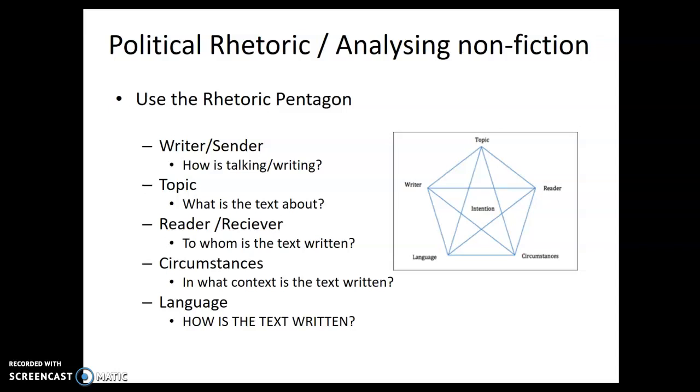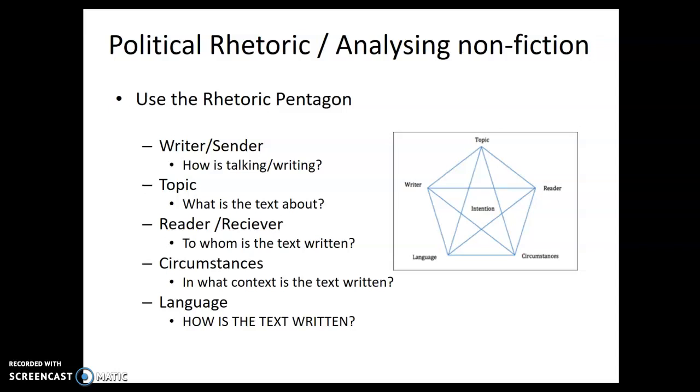Of course, it's important to bear in mind when talking about writer and reader that it is a bit different here because it's a speech given, so the intention is not for the reader to read the speech but to hear it. But it is the same terms that we use. So the person giving the speech is the writer, and the person listening to the speech is the reader.